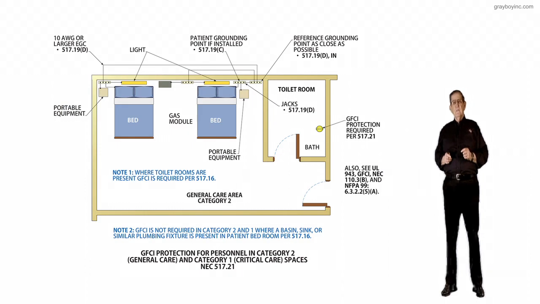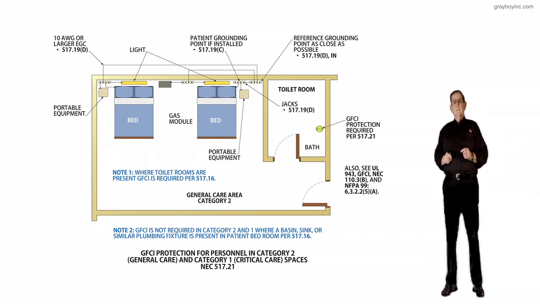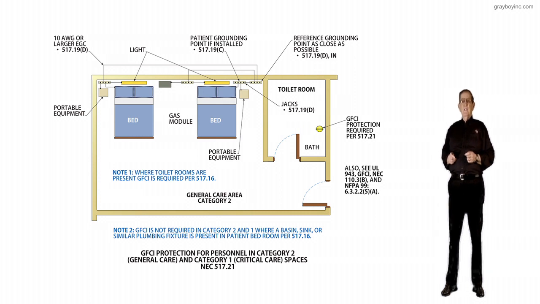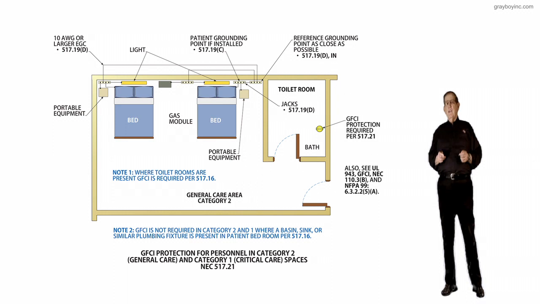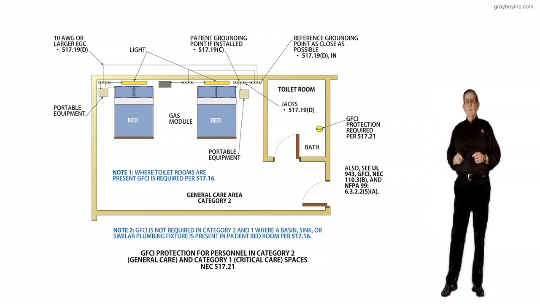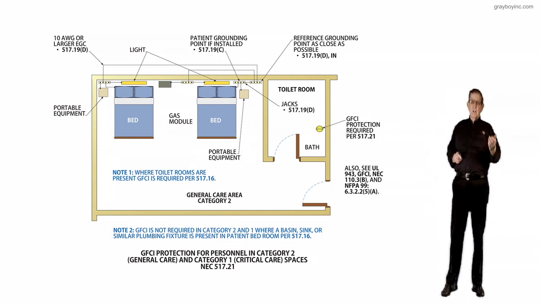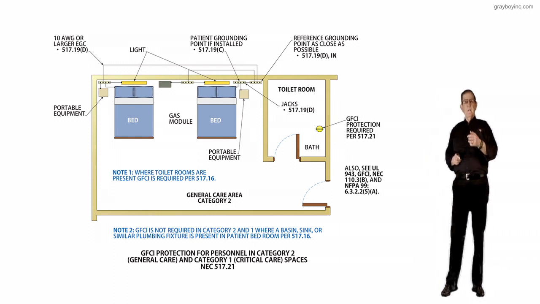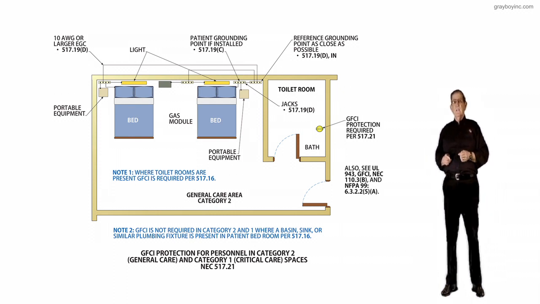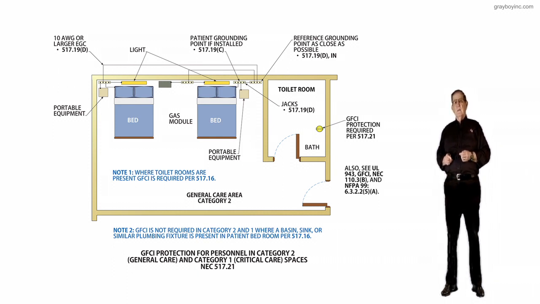This illustration deals with GFCI protection for personnel in a Category 2 area, which is general care, and Category 1 is critical care spaces. But the critical care areas, the critical designation has been placed so that it's either general care or critical care areas. Now, notice all this takes place in NEC 517.21 where this information can be obtained.